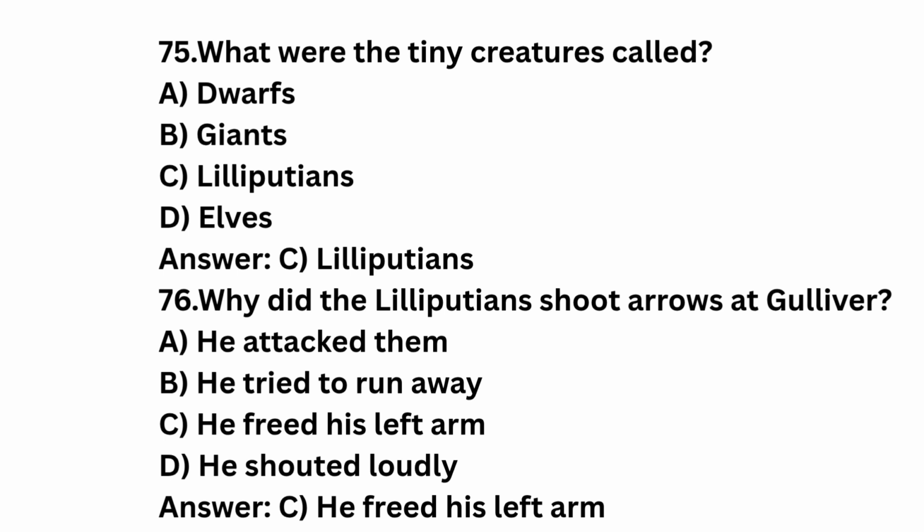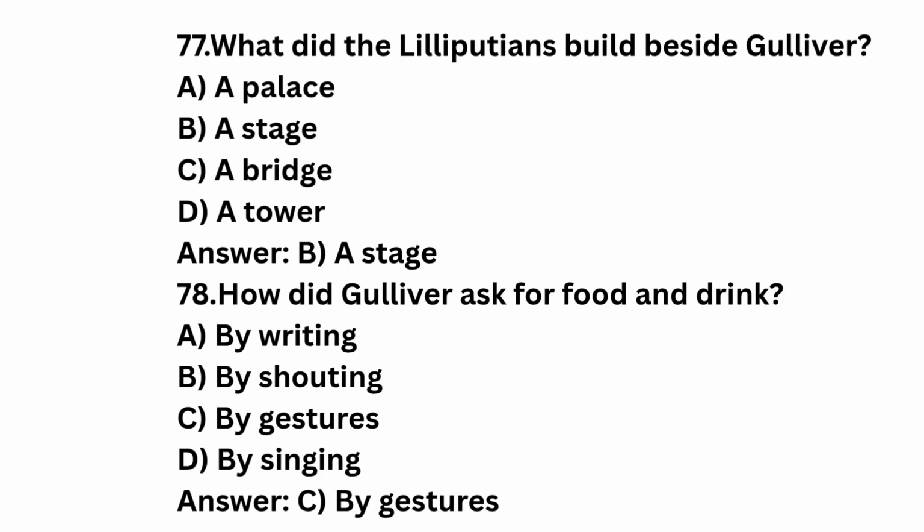Why did the Lilliputians shoot arrows at Gulliver? He attacked them. He tried to run away. He freed his left arm. He shouted loudly. Answer: he freed his left arm. What did the Lilliputians build beside Gulliver?